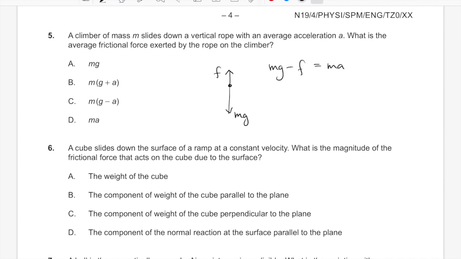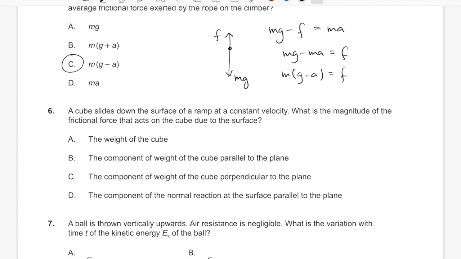And then let's write down Newton's second law: mg minus F, the net force, equals m times the acceleration. So that's just Newton's second law. And then we just rearrange to get F like this, and then we can see C is the right answer. So that's an F equals ma question, which I'm going to label in a minute, I think.